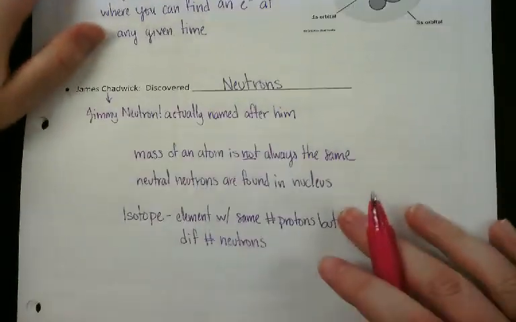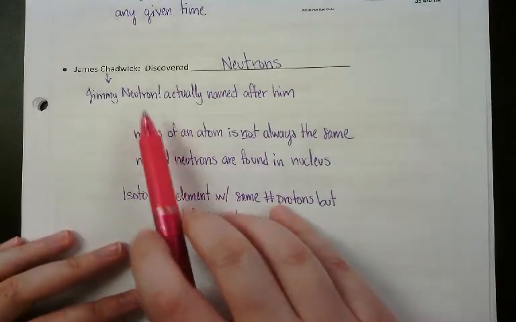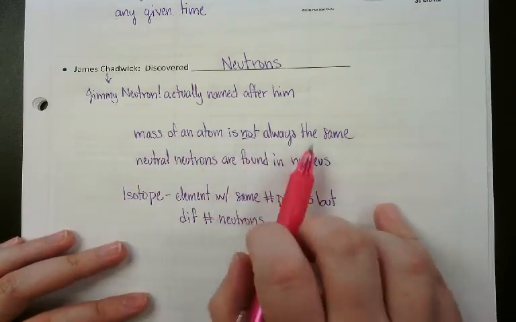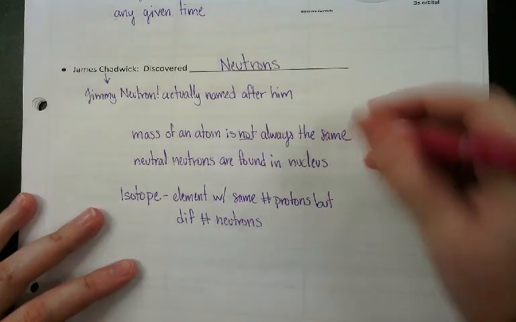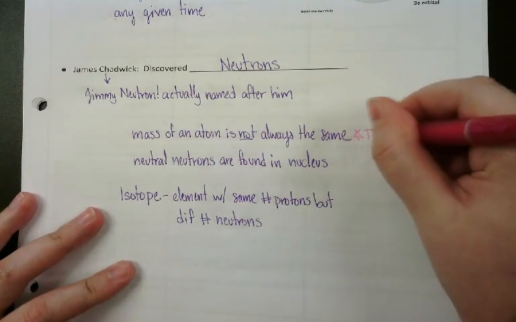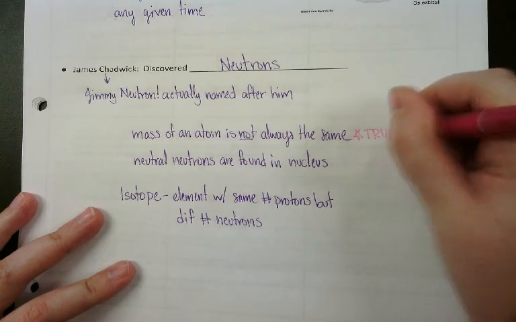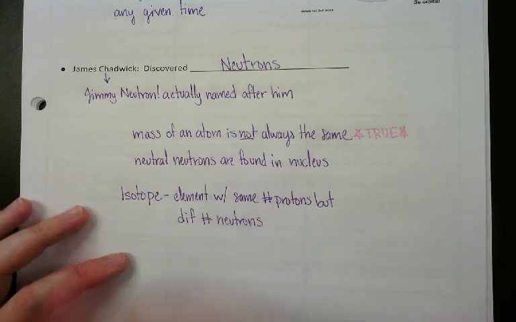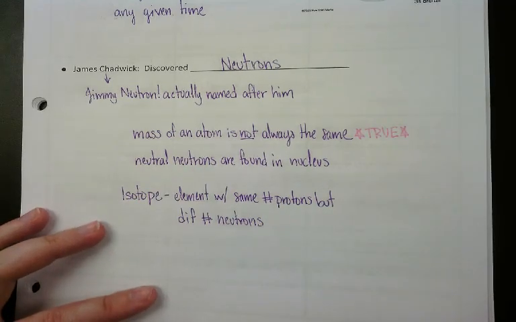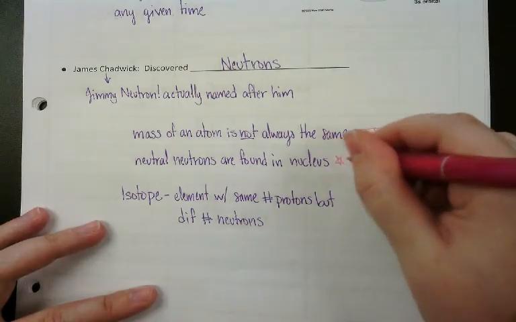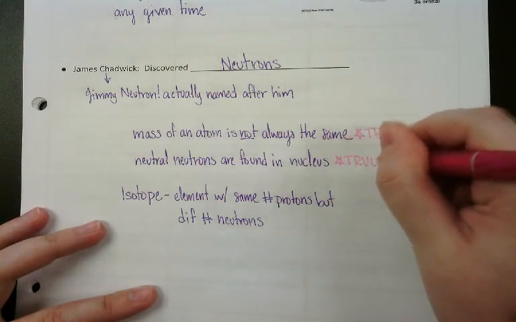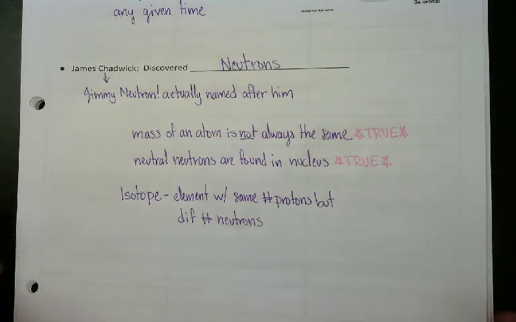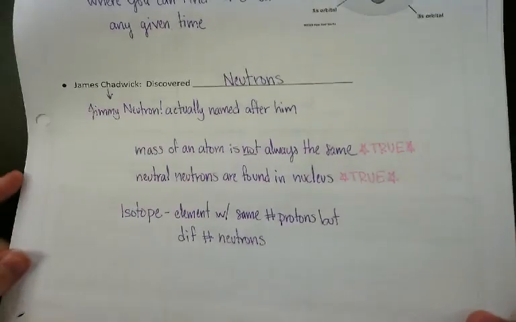Okay. Last one. So Chadwick said that the mass of an atom is not always the same. True or not true? True. He also said that neutral neutrons are found in the nucleus. True or not true? True. All right. So the next thing, I'll leave it just a second.